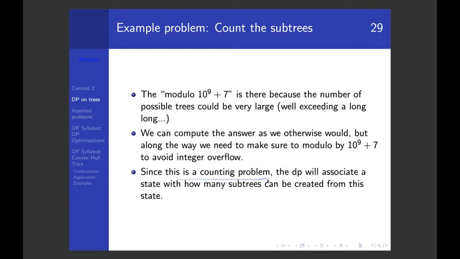This is a counting problem. And so the DP will associate a state with how many subtrees can be created from this state. So we're going to have some state, and then the answer is just how many subtrees we can create from this state. And we'll discuss states in a bit. But as Raveen said, division in modulo numbers is a bit of maths going on. It being prime means there's a unique solution. Otherwise, there isn't. But again, not needed for this problem. I just put it in there because it's a convention. So if you see 1 billion plus 7 in a problem, which you might, it's probably not super important.